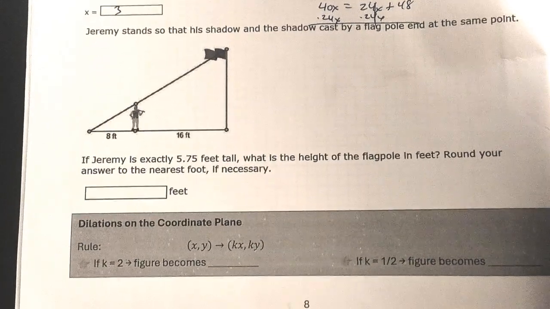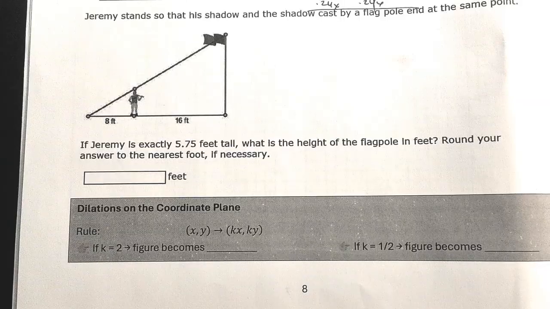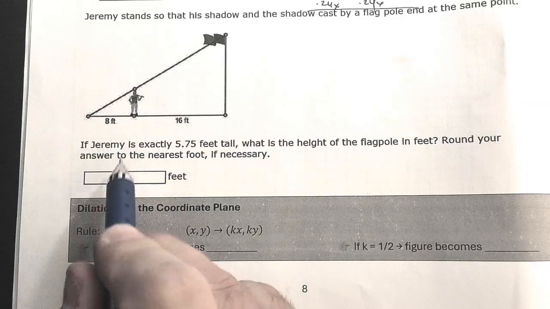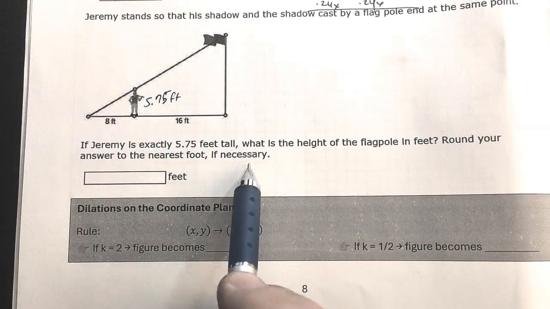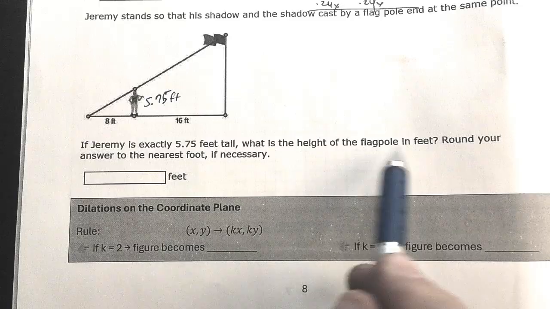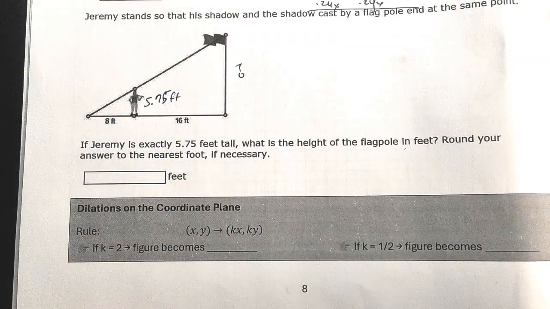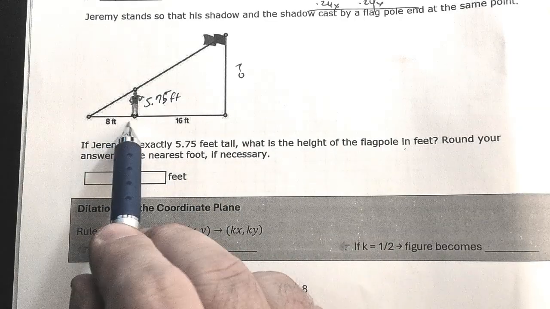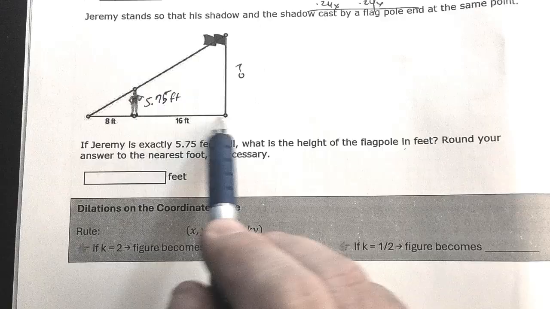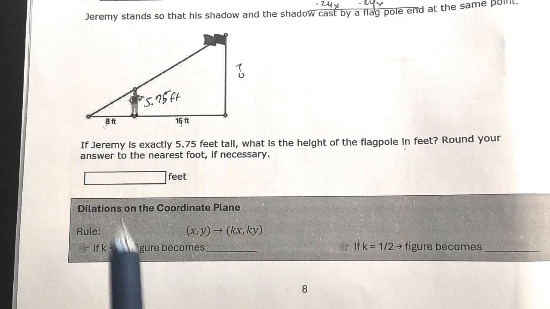All right, let's scooch up a little. I'll try to make these both visible, and then we'll flip over. We have 3 pages total. All right, so Jeremy, this guy, is 5.75 feet tall. What is the flagpole height in feet? We'll call it x. Round your answer to the nearest foot. He makes a shadow of 8 feet. The flagpole makes a shadow of 16 plus 8 feet because it's the whole thing. Don't just cut it off here.